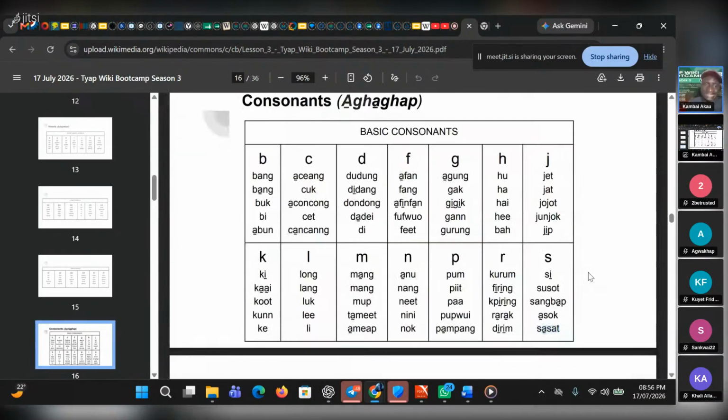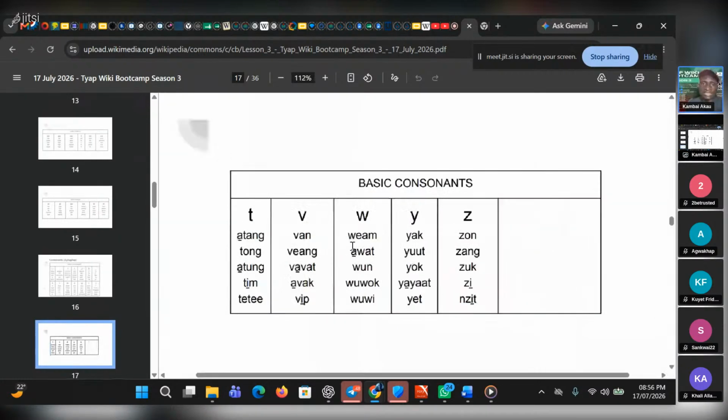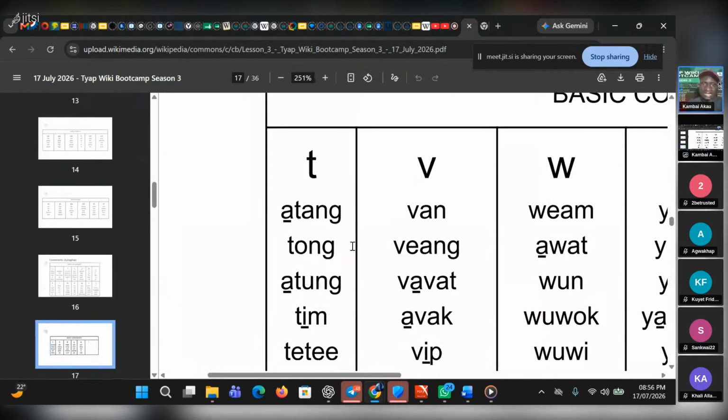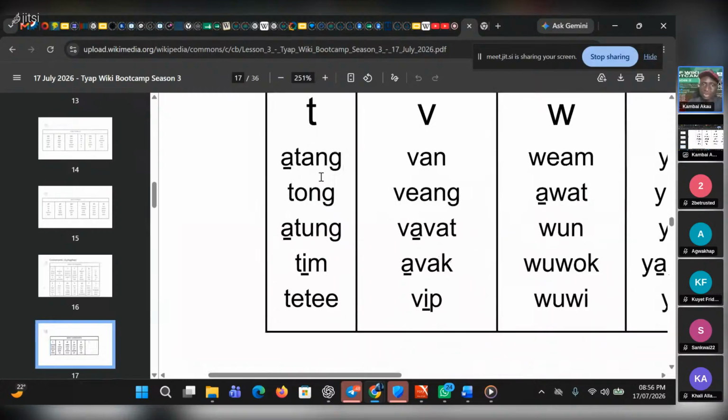Then we have the third sound. Under the third sound we have words like a tongue. A tongue is a thief. And then we have tongue, which is honey. And then we have a tongue, which is meeting. We have tum, like you carry a child and then you pour the thing very well so that the child will drink it by force. At tumgua. And then we have tete.